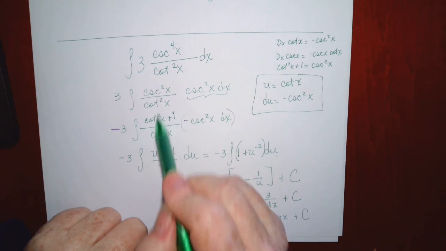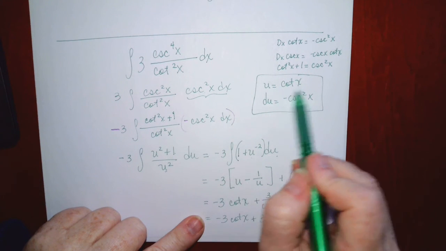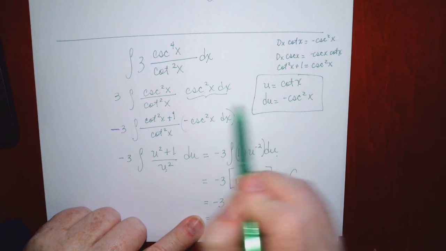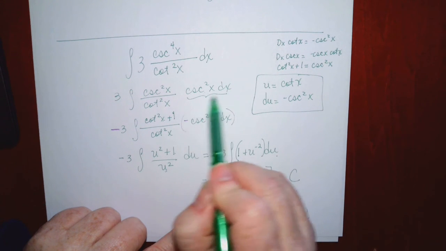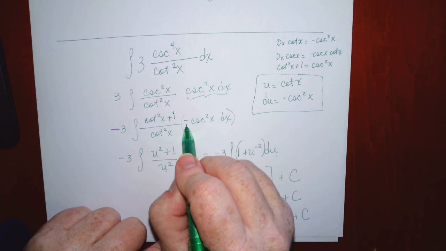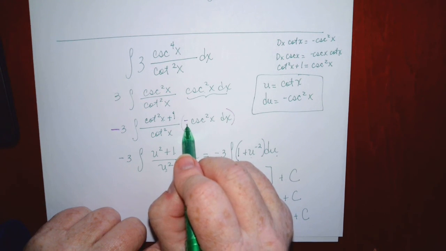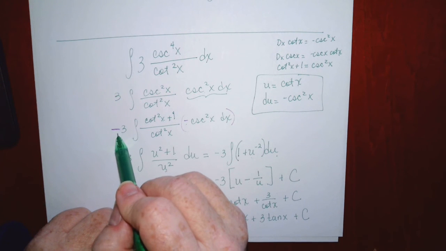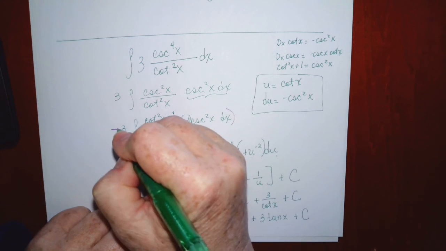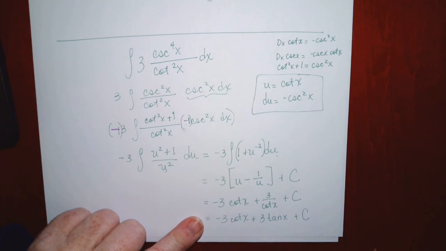If I'm using u to be cotangent x, the derivative of u is the negative of cosecant squared. I have a cosecant squared, so I need a negative cosecant squared, so I just multiplied by negative 1. But if I multiply by negative 1 on the inside, I need to reverse it with a negative 1 on the outside. So you could think of those as a negative 1 and a negative 1. I just put the sign in.